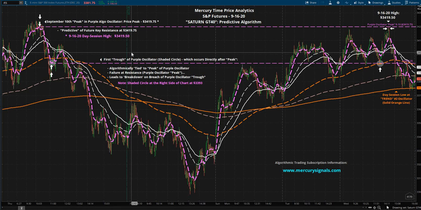Now, why do we do that? Why would you want to look at longer-term tools if you're a day trader? Or why would you want to look at day trading tools if you're a swing trader? Well, because they have to confirm one another in order to be accurate, okay?